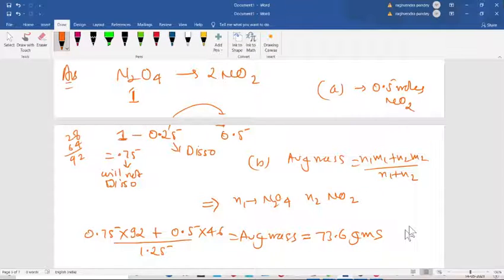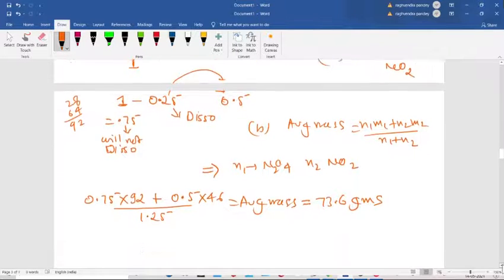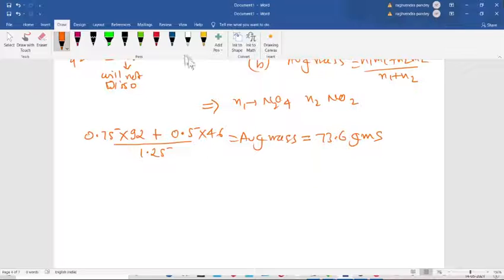All of you are getting any doubt? Okay. So here officially I am ending the mole concept. That is your end of mole concept.